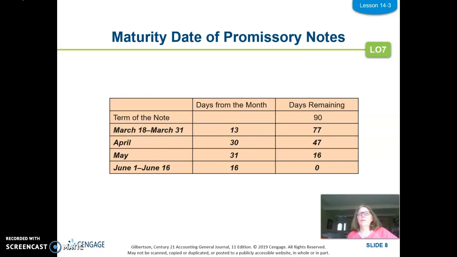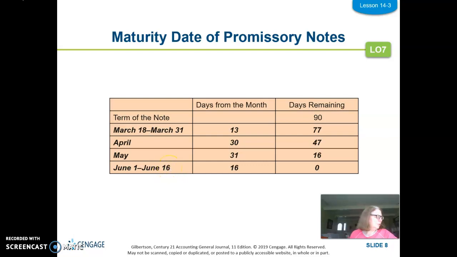So from March 18th to March 31, there's 13 days. So we take off 13 days. We got 77 left. Then the month of April had 30 days. So we're down to 47 days remaining. May has 31. We're down to 16, which means from June 1st to 16 will get us to 0, which means that is the date that it's going to mature, is on the 16th.